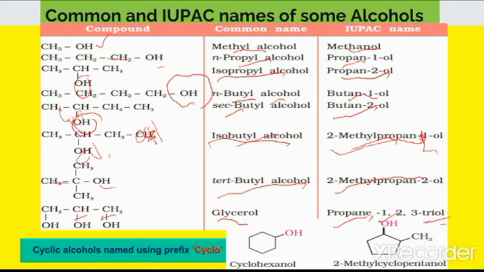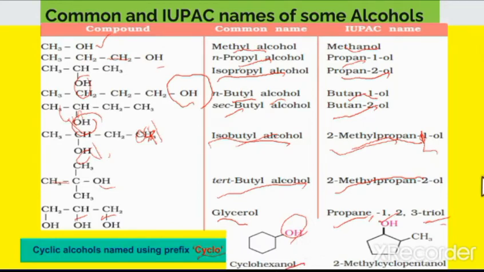So this way we can write the IUPAC names of alcohols. Next, in the case of cyclic alcohols, we need to use the prefix cyclo. In this case you can see the OH attached to cyclohexane, so this would be cyclohexanol. This is the name of this compound.